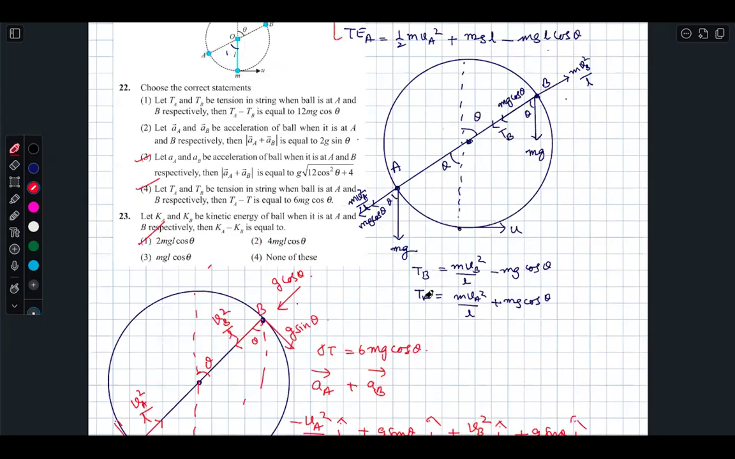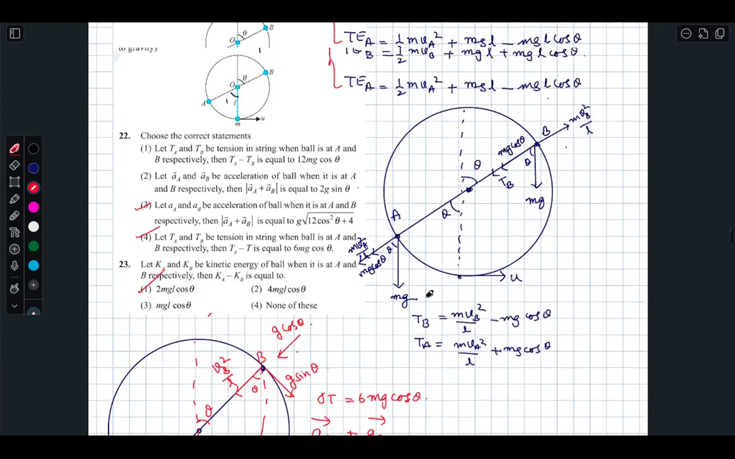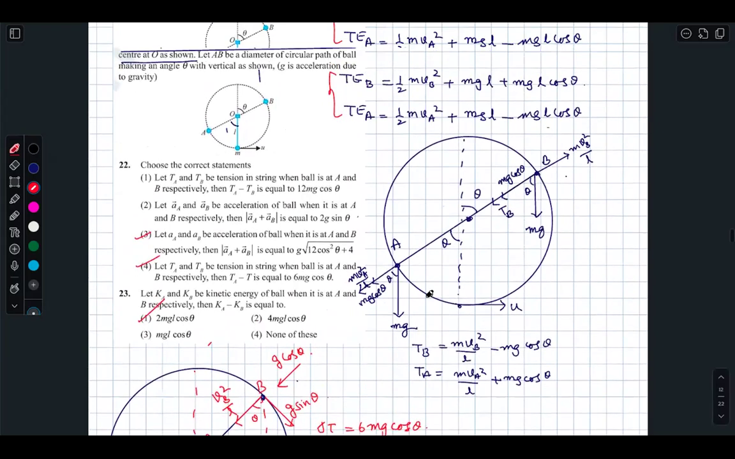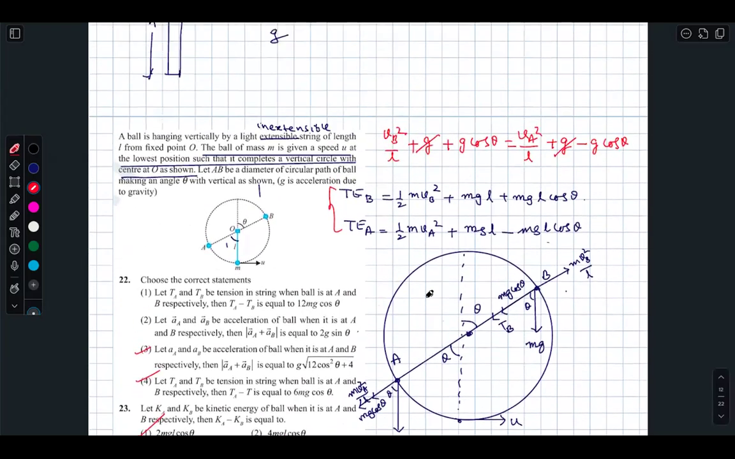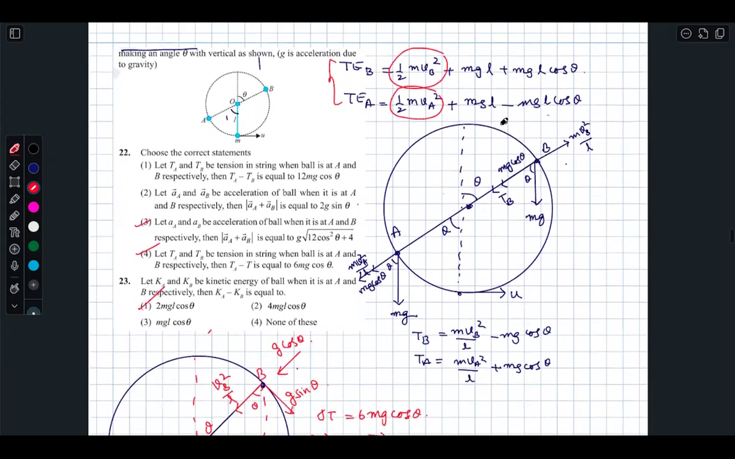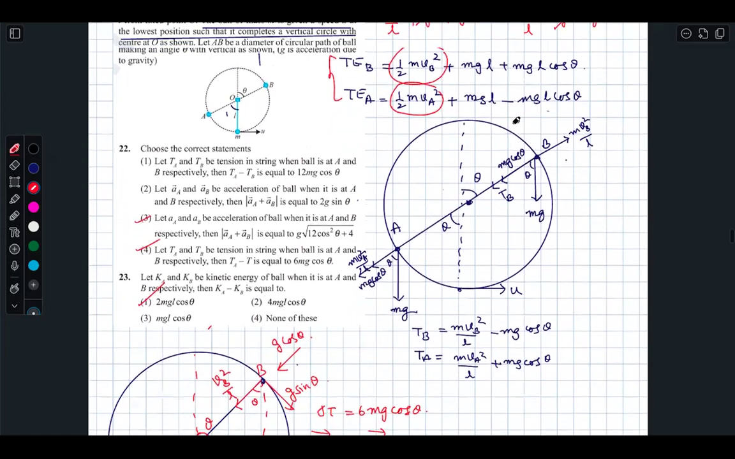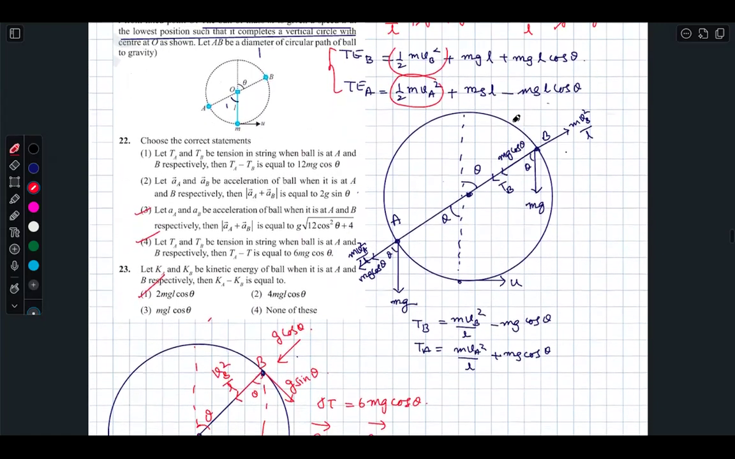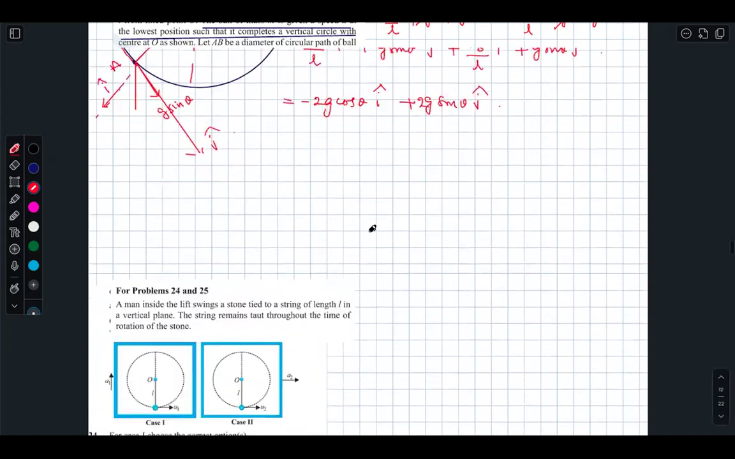Next question. The kinetic energy at A and kinetic energy at B, they are asking only the kinetic energy difference. Again the same situation. Total energies are same. This is the kinetic energy term at B. This is the kinetic energy term at A. When you are equating both, total energy at A is same as total energy at B.